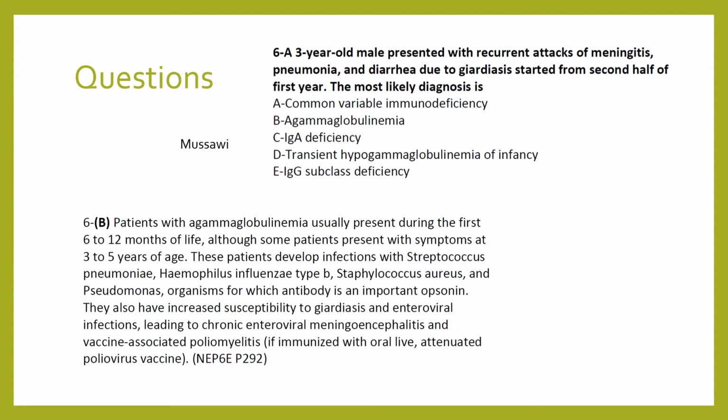Although some patients present with symptoms at 3 to 5 years of age, these patients develop infections with Streptococcus pneumoniae, Haemophilus influenzae type B, Staphylococcus aureus, and Pseudomonas, organisms for which antibody is an important opsonin. They also have increased susceptibility to giardiasis and enteroviral infections, leading to chronic enteroviral meningoencephalitis and vaccine-associated poliomyelitis. Okay.